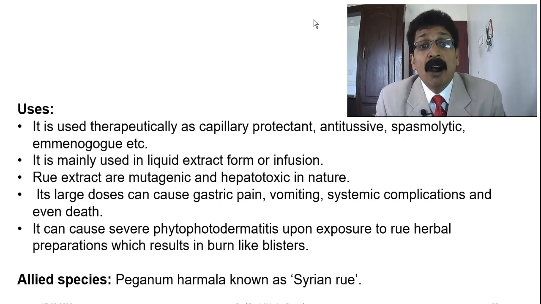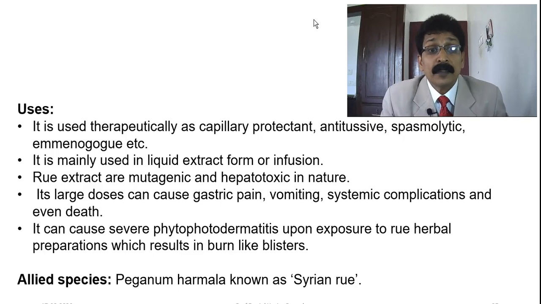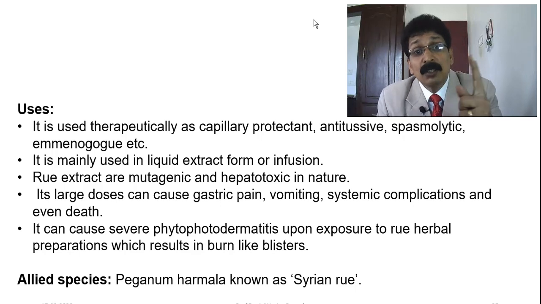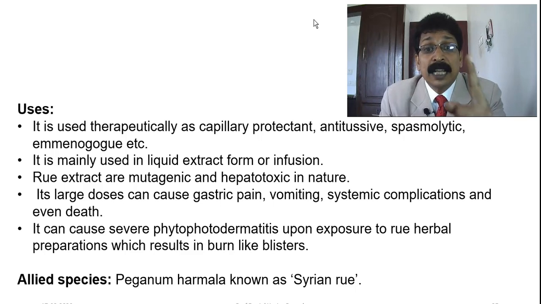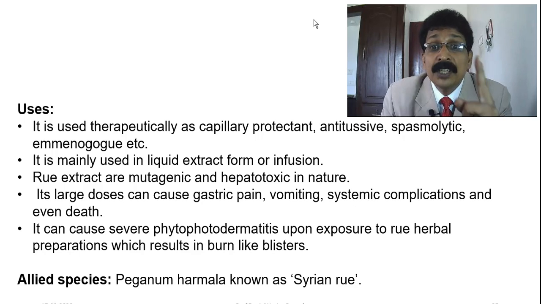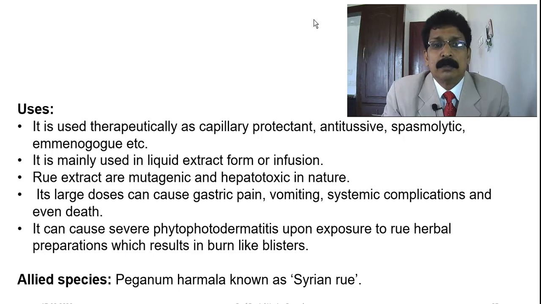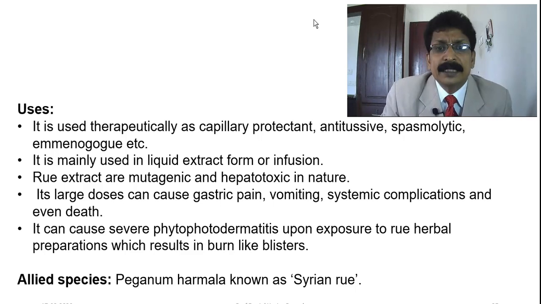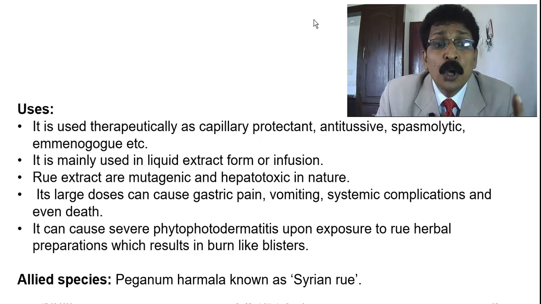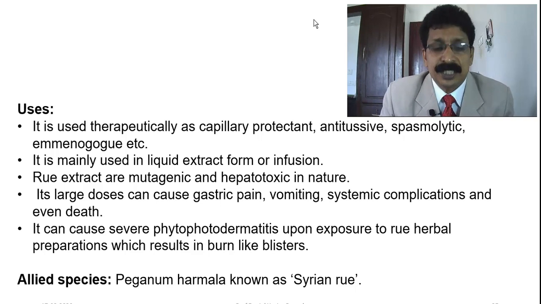Rue extracts are mutagenic and hepatotoxic in nature. Large doses can cause gastric pain. You have to be very careful. Overdose always causes gastric pain, vomiting, systemic complications, and even death may occur. The dosage is very important. It can also cause severe photodermatitis upon exposure to rue herbal preparations, which results in burn-like blisters on the skin.